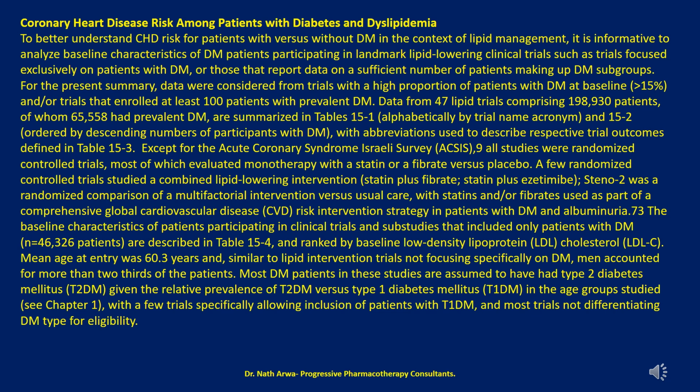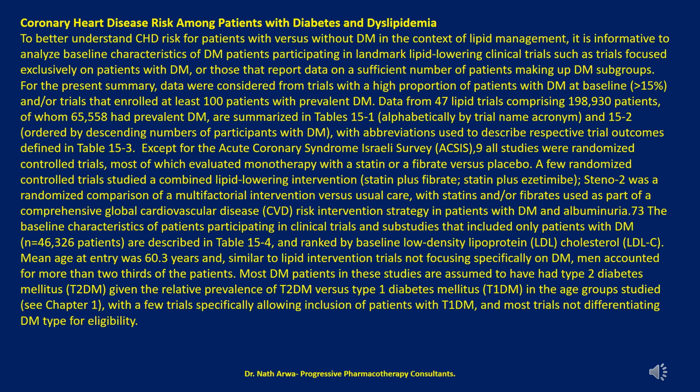Data from 47 lipid trials comprising 198,930 patients, of whom 65,558 had prevalent DM, are summarized in Tables 15.1, alphabetically by trial name acronym, and 15.2, ordered by descending numbers of participants with diabetes mellitus, with abbreviations used to describe respective trial outcomes defined in Table 15.3.